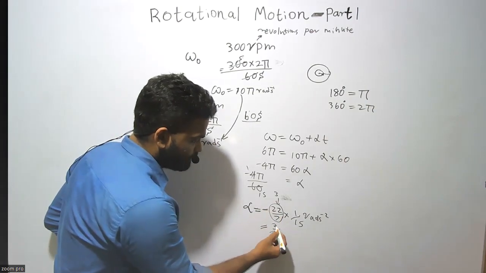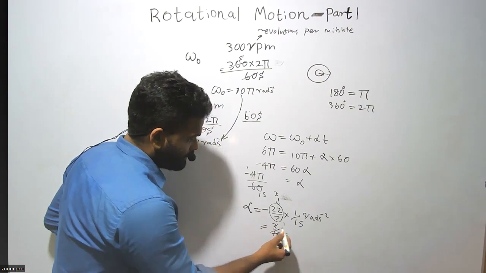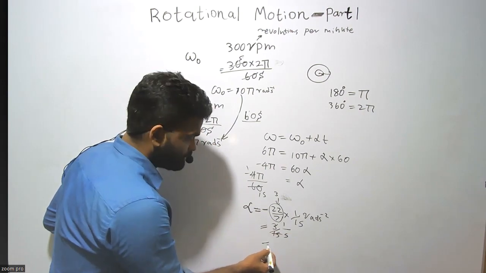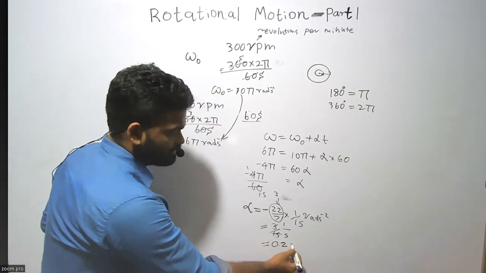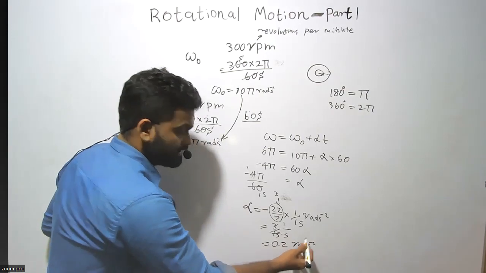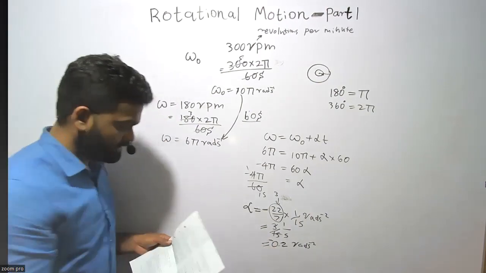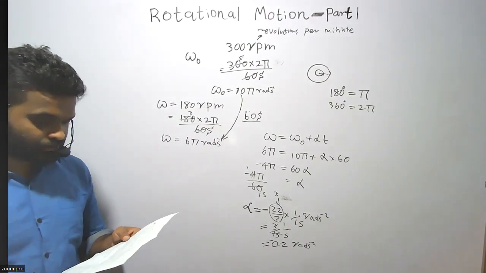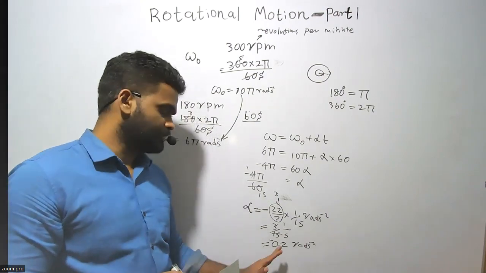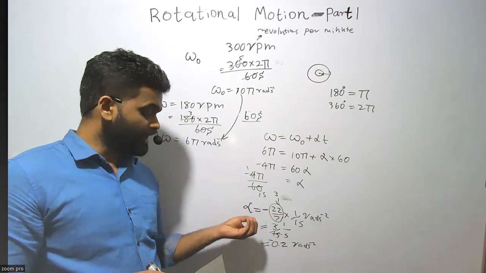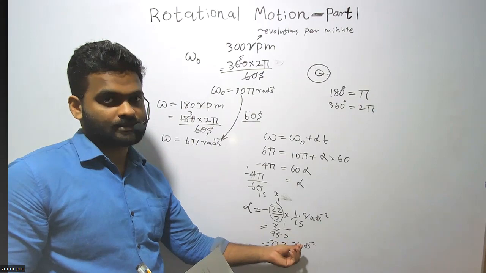So we have 3 over 15. So this is 1 over 5 actually. 1 divided by 5 is what? 0.2 radians per square second. Then get the closest answer, 0.2. And this is a negative value, right? In the question they asked angular acceleration, but we have deceleration, meaning angular acceleration is actually a negative value, negative 0.21 radians per square second.